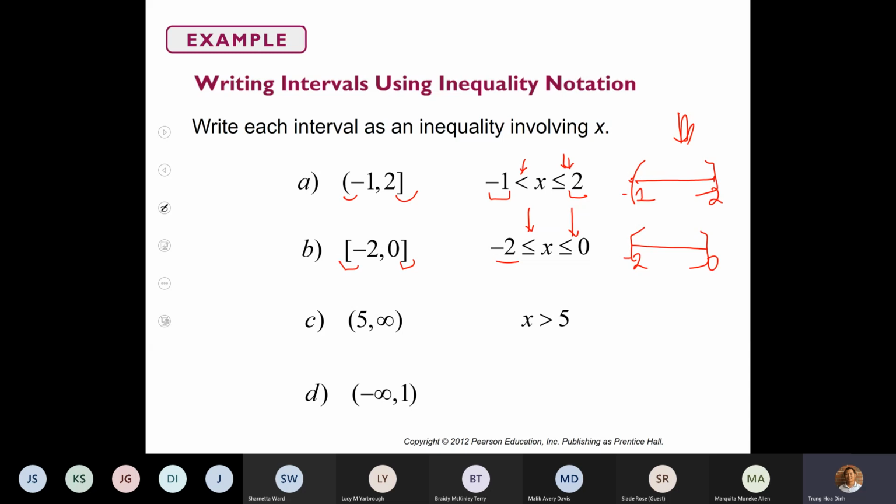Okay. Next one. You have 5 and infinity. No. 5 is not included. That's why you have x greater than 5. Or you can write less than infinity, right? But usually we don't write it. Does that make sense? So we just write x greater than without equality in here. So I write in here 5 and here infinity.